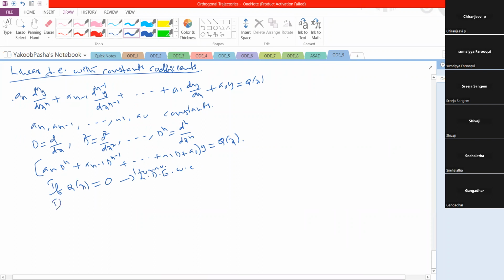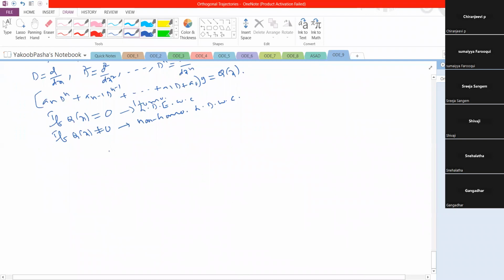If q of x is not equal to 0, then this is called a non-homogeneous linear differential equation with constant coefficients. Now, for this differential equation, the solution is of the form y is equal to yc plus yp, or we can write yc as CF and yp as PI. That is y is equal to CF plus PI.